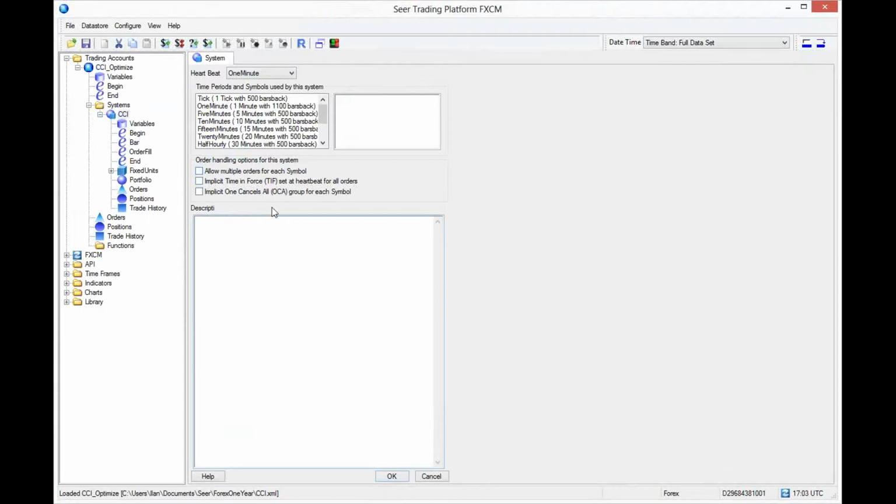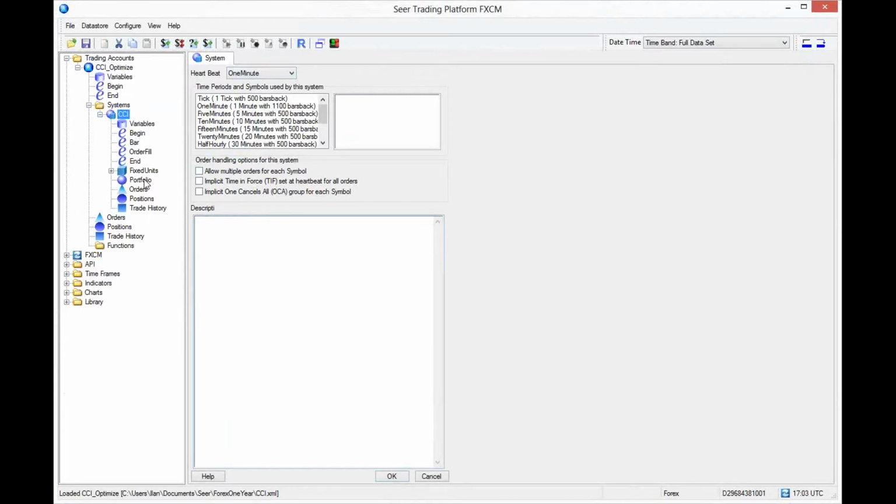Okay. Now, of course, if you set some custom time frames within Seer, currently we have tick, 1 minute, 5 minute, 10, 15, etc., all the way up to monthly. If you create a custom time frame, let's say a 13-minute or a 7-minute time frame, you could also set your heartbeat to 7 minutes or 13 minutes or whatever you feel like setting. But for now, let's just use the default of 1 minute.